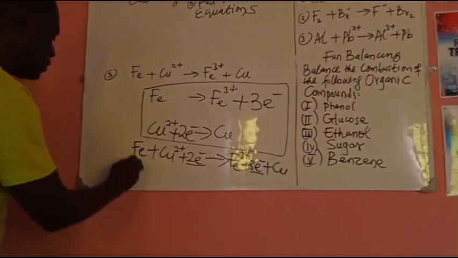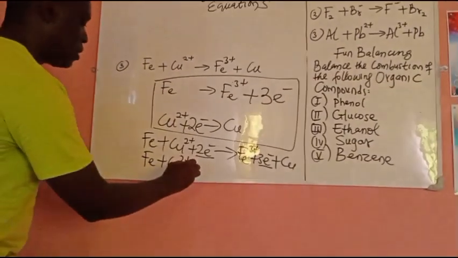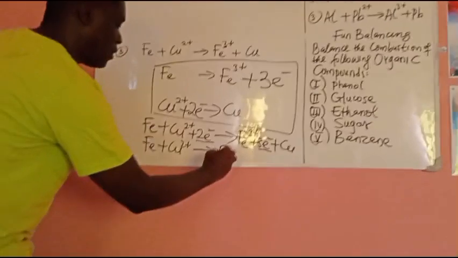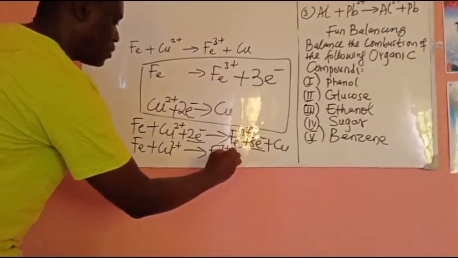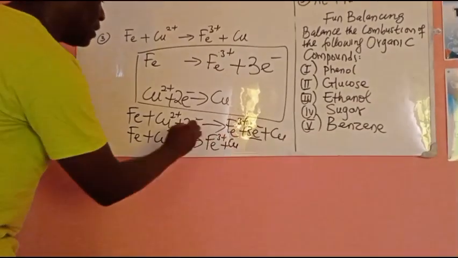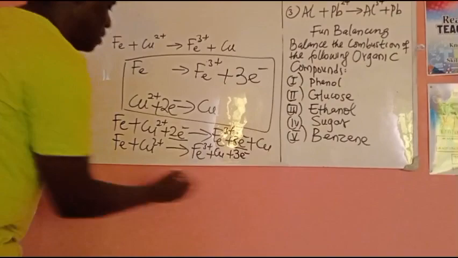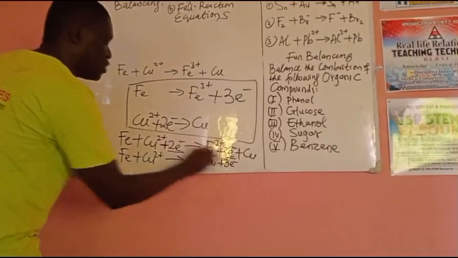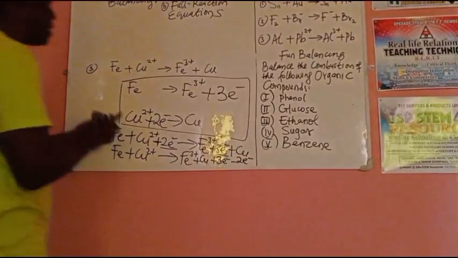So I have Fe plus Cu2+ ion. Then this one is going to the other side. So what it will give me will be Fe 3+ plus this copper. Then the iron, I'm already having the 3e minus here. Then I'm taking this to the other side. Don't forget, once it crosses, the sign changes to minus 2e minus.